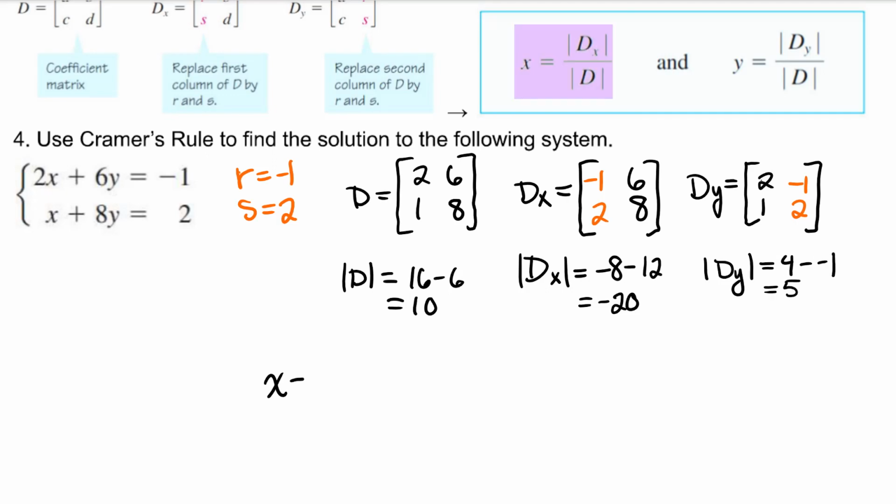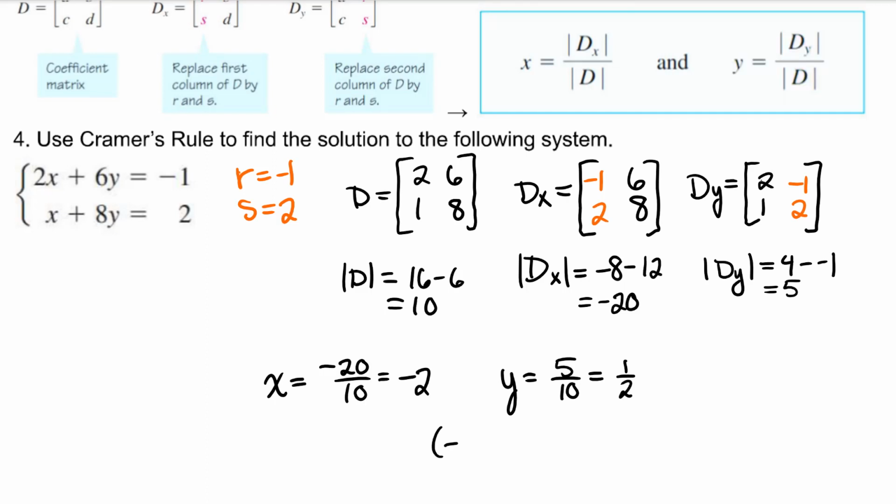X is equal to the determinant of Dx divided by the determinant of D, so -20 over 10, which is -2. And y is equal to the determinant of Dy divided by the determinant of D, so 5 over 10, which is 1/2, making your solution -2, 1/2.